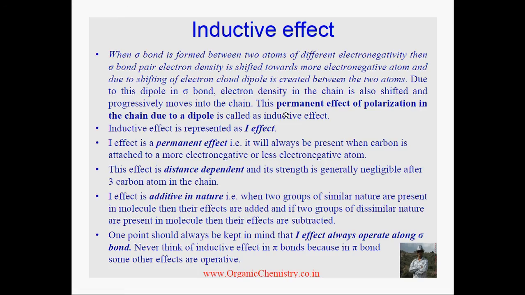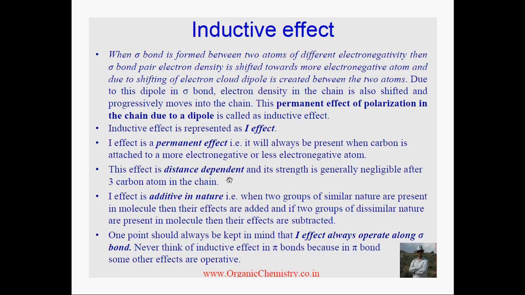So the definition of inductive effect is the permanent effect of polarization in the chain due to a dipole. Inductive effect is represented by the I effect. The I effect is a permanent effect. It will always be present when carbon is attached to a more electronegative or less electronegative atom.